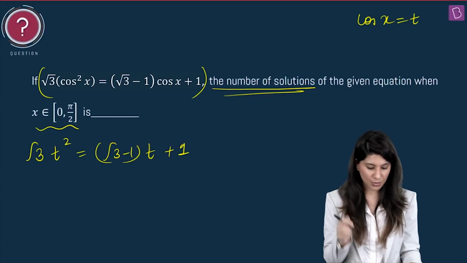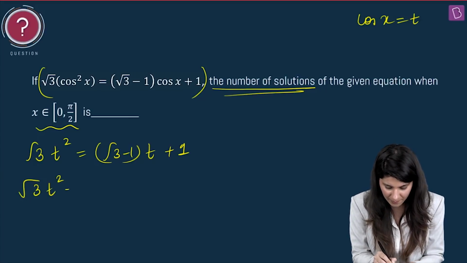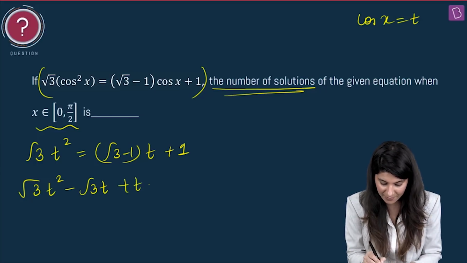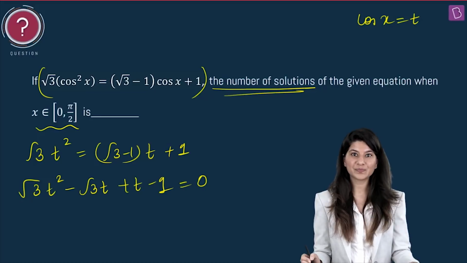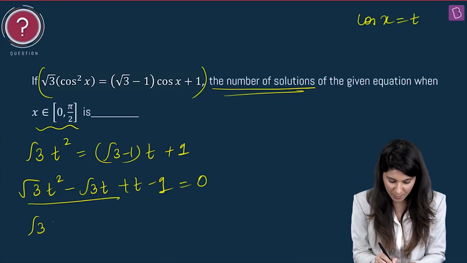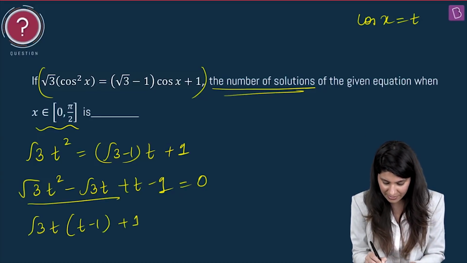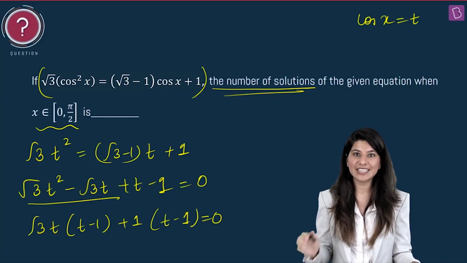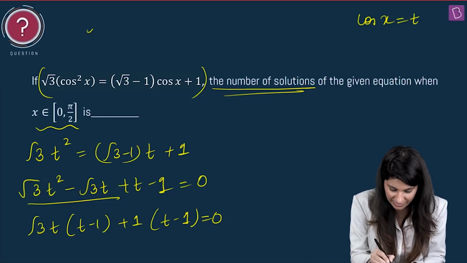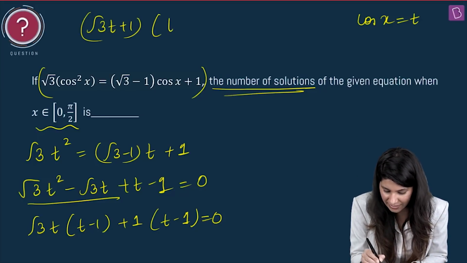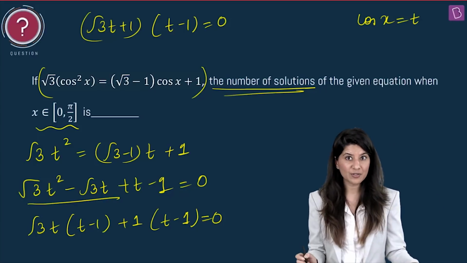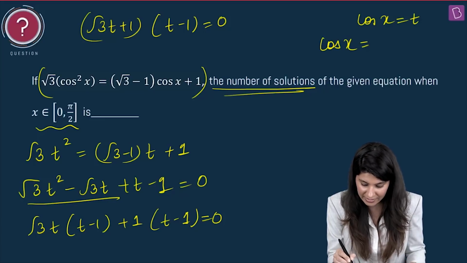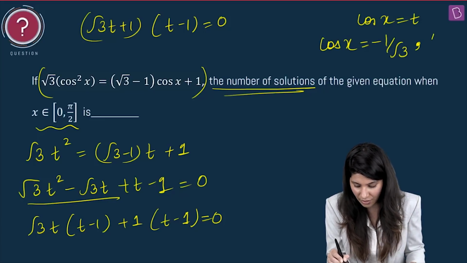If you rearrange, what would you get? Root 3 t square minus root 3 t plus t minus 1 equals 0. Let's take out root 3 t common. So I have root 3 t (t minus 1) plus 1 (t minus 1) equals 0. So this we can split into two linear factors. If you do that, what would you get? (Root 3 t plus 1)(t minus 1) equals 0. There are two values of t, which is nothing but cos x. Cos x is either minus 1 by root 3 or 1.